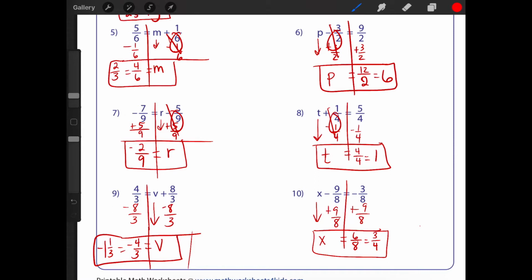Number 9, v equals -4/3 or -1 1/3, depending on what you're being asked to write your answer in, mixed number or an improper fraction. Typically, it's going to be that mixed number. Number 10, x equals 3/4. Hope you knocked it out of the park.